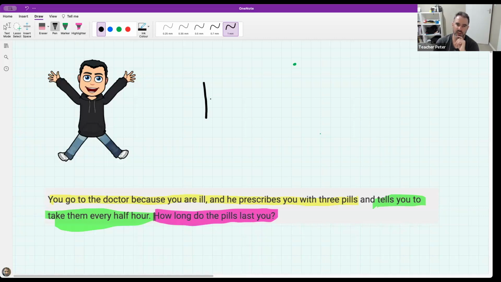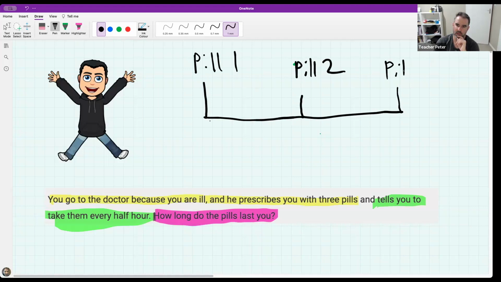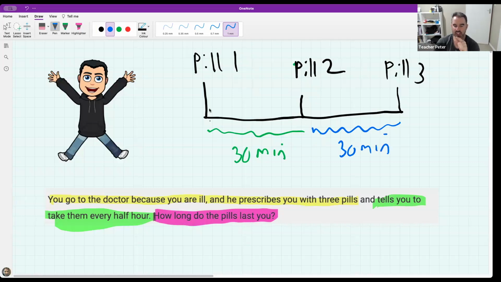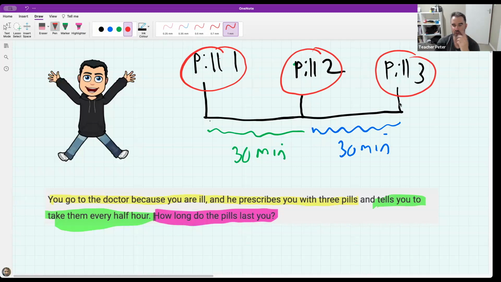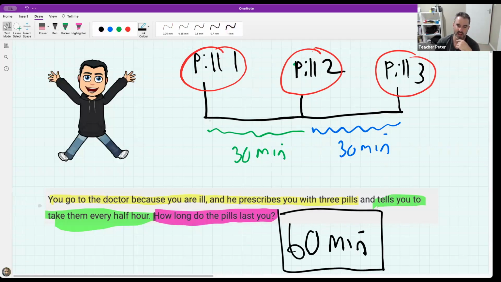So if you think about going to the doctor, you take pill 1, and then let's say you go and take pill 2, and then you take pill 3. Now, you take pill 1 straight away. But then another 30. So actually, you take the first pill at time 0. Then after 30 minutes, you take pill 2. After another 30 minutes, you take pill 3, and you run out of pills. So how long does it take? Ladies and gentlemen, you are out of pills after 60 minutes or 1 hour.